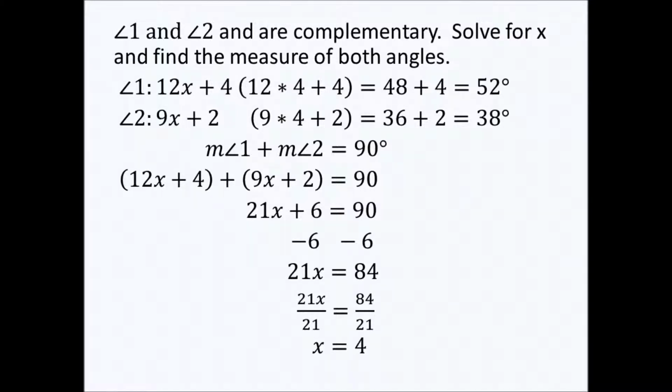The next step is to substitute the 4 back into the algebraic expressions. So 12 times 4 plus 4. 12 times 4 equals 48. 48 plus 4 equals 52. Now we have to substitute x, which equals 4, into angle 2. So 9 times 4 plus 2. 9 times 4 is 36, plus 2 equals 38.